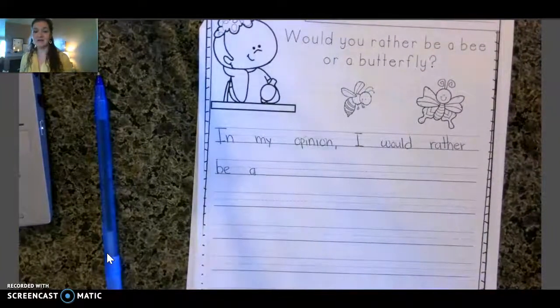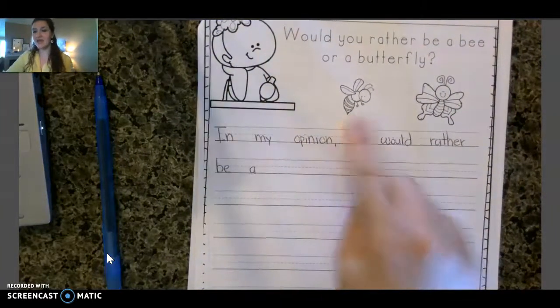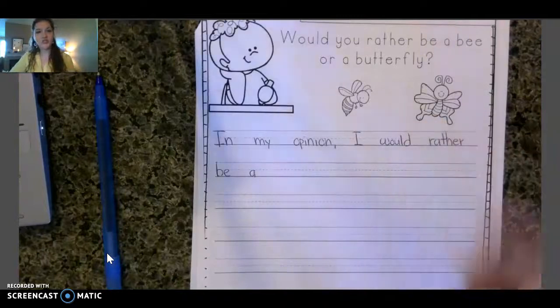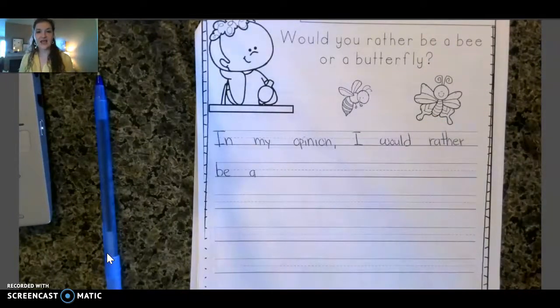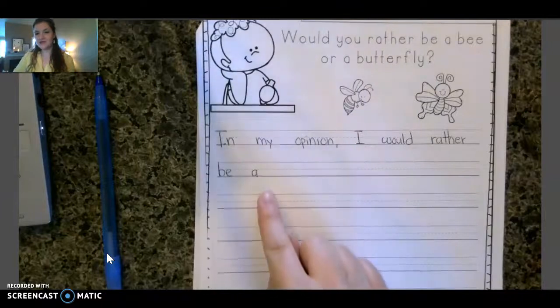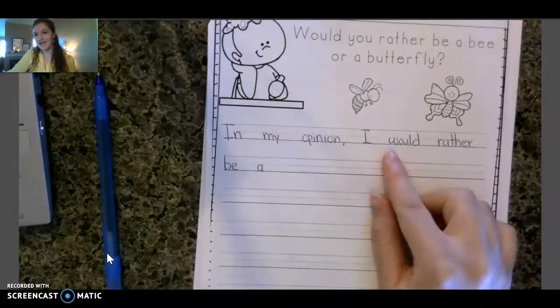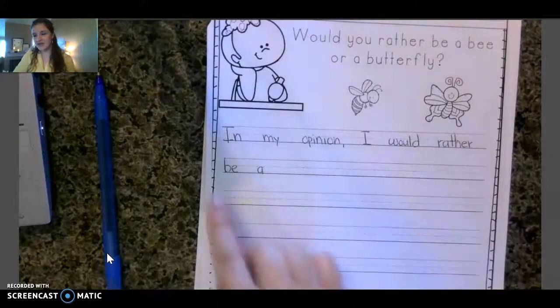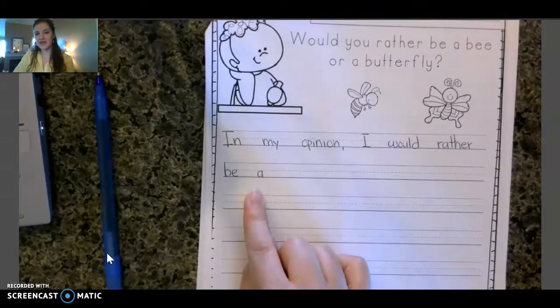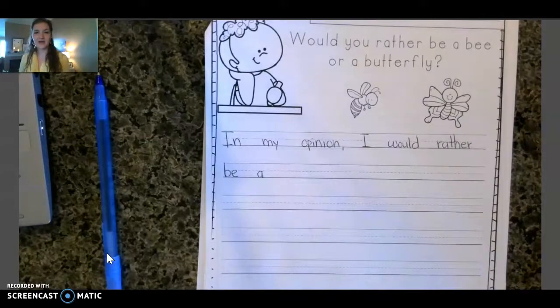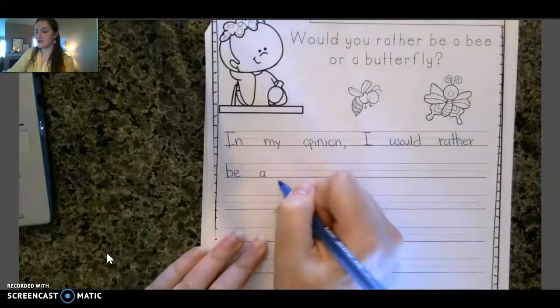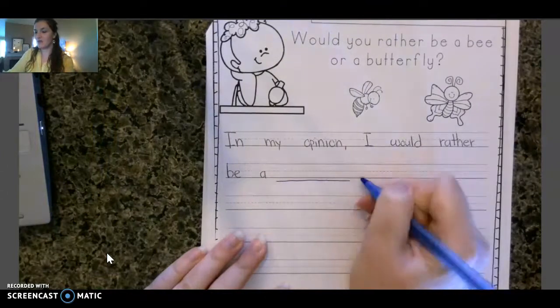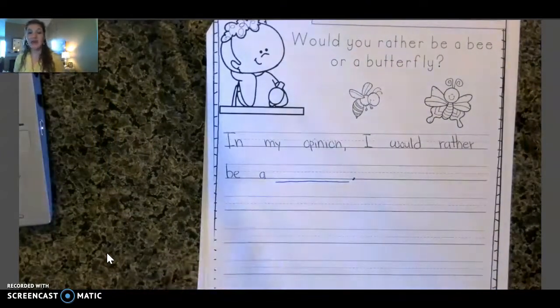And it's talking about some pollinators. We have a bee and we have a butterfly. Which would you rather be? In my opinion, I would rather be, okay, so we have a slightly different phrase here. I would rather be a blank. Okay, in my opinion, I would rather be a, and here is where you will put down which one, a bee or a butterfly. In my opinion, I would rather be a bee. Or in my opinion, I would rather be a butterfly. Share your thought here. Okay?